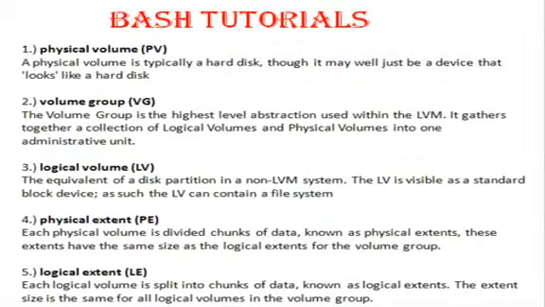We move forward to discuss the anatomy of LVM. What LVM consists of. First of all, we will be discussing PV. Whenever you add a hard disk, like I have added a hard disk of 100 GB, first you need to create a physical volume out of it. So a physical volume is typically a hard disk, or it may just be a device that looks like a hard disk. You can take the example of a software RAID device, where you have just given a name to your hard disk, that is a physical volume.